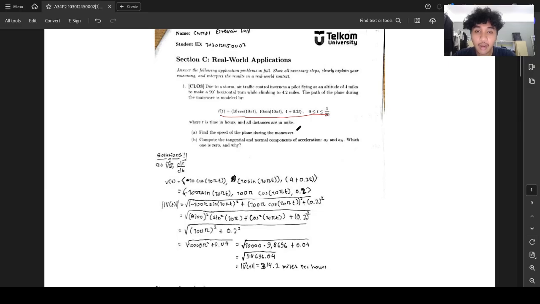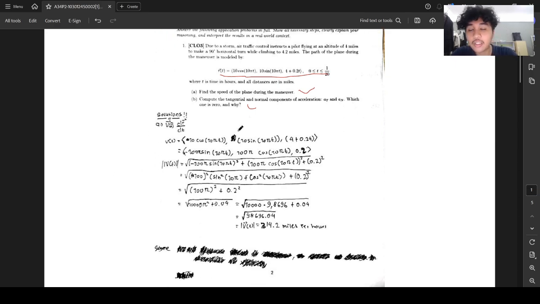So here we're going to first find the speed of the plane during the maneuver, and we also need to compute the tangential and normal components of the acceleration, a_T and a_N, at t equals 0 and t equals 0. Okay, let's get started. So here's part A.